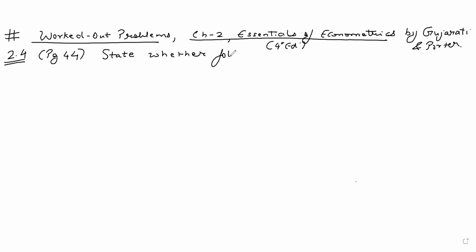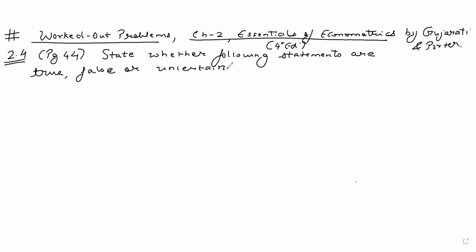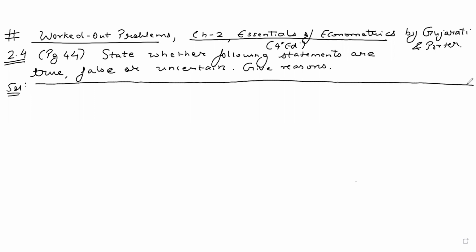So state whether the following statements are true, false, or uncertain. Okay, and give reasons for your answer. So let's look at the statements and then let's look at the answer, whether it's true or it's false. Okay. So I'm writing the statements on one side. So statements are as follows.